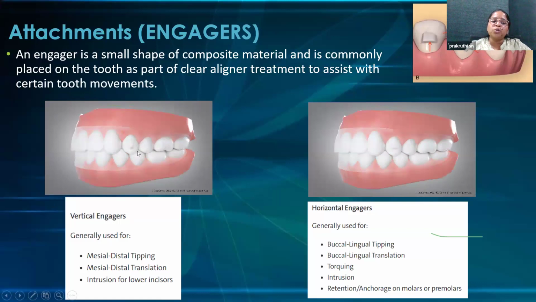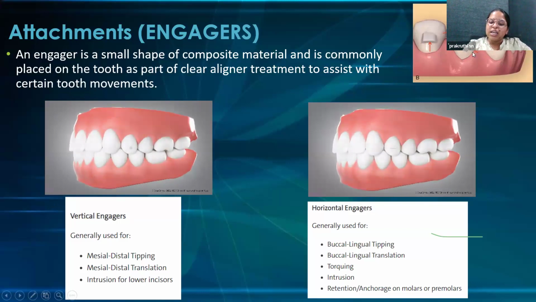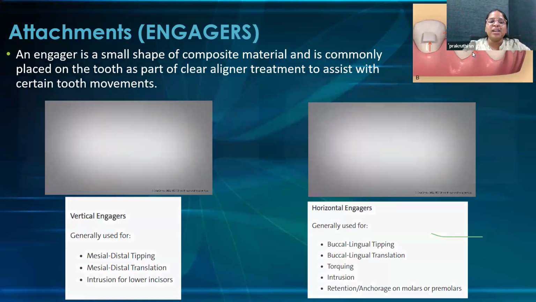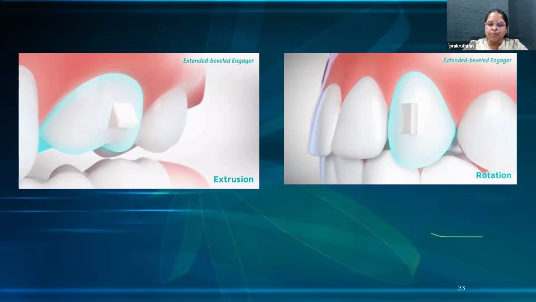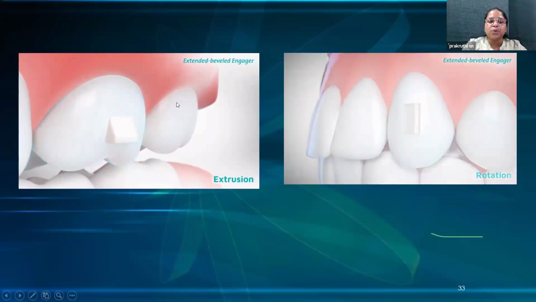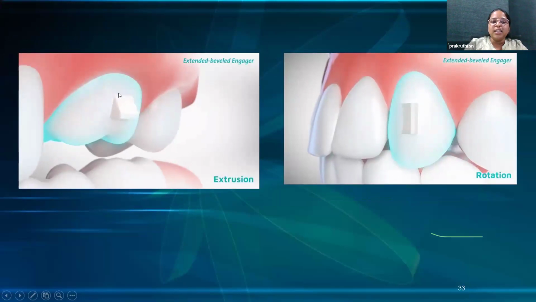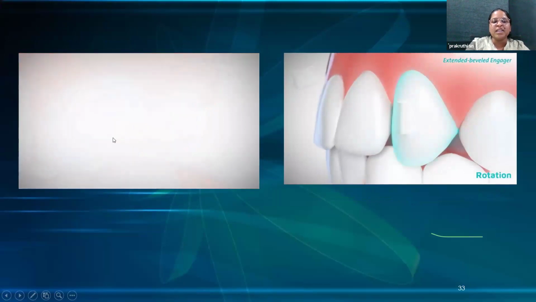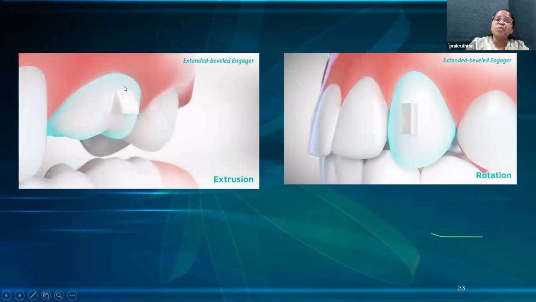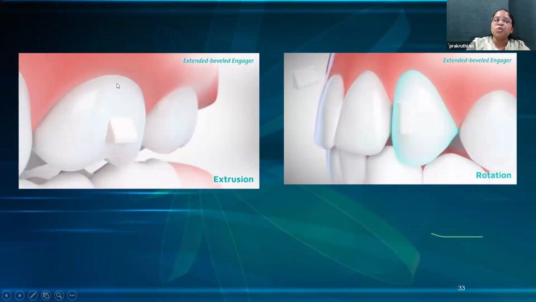So that's how you get to see vertical attachments. You will also get to see horizontal attachments. There is something called beveled. Beveled is when the attachment is cut at particular degrees in order to create an active surface area. You can see here, it is a gingivally beveled attachment, also placed a little bit towards the gingival direction in order to extrude a tooth.